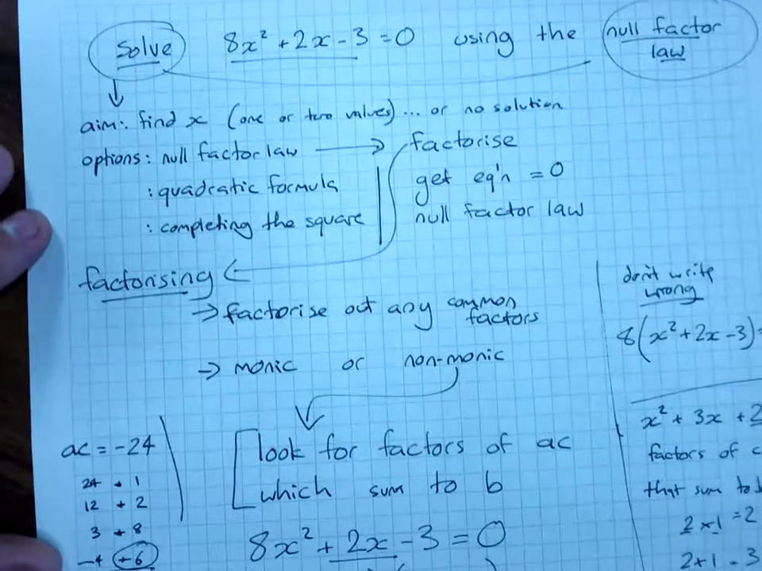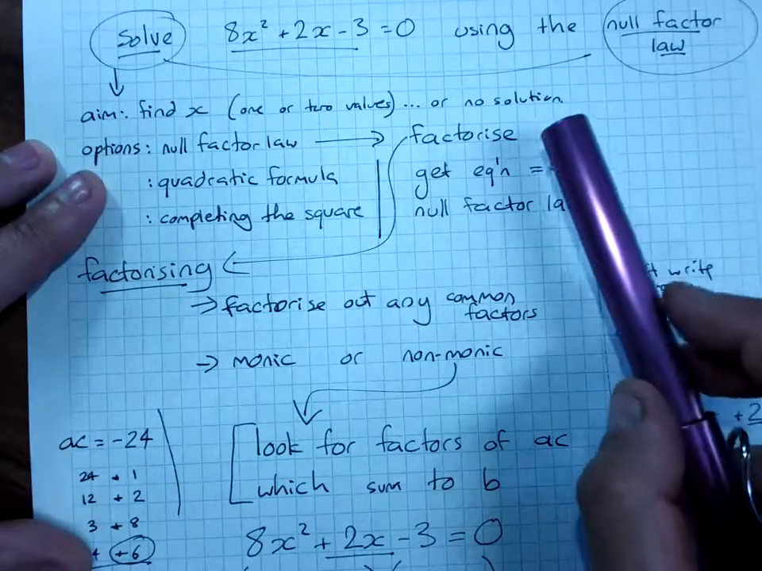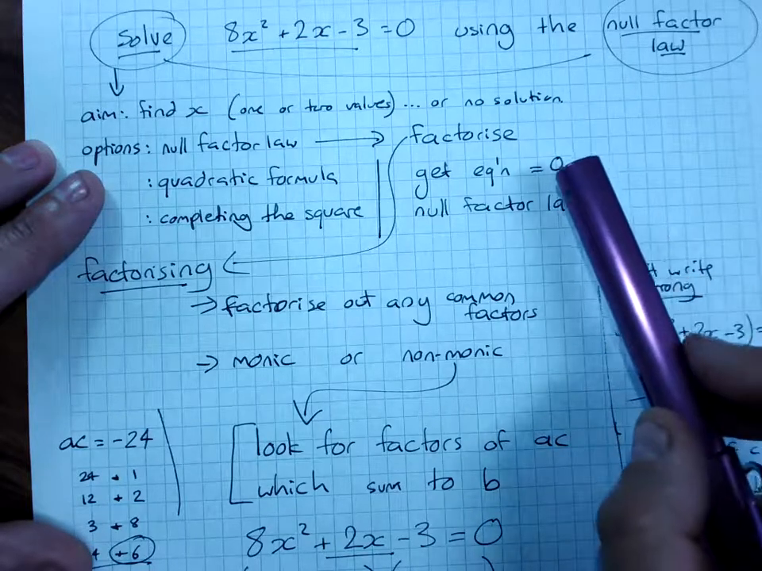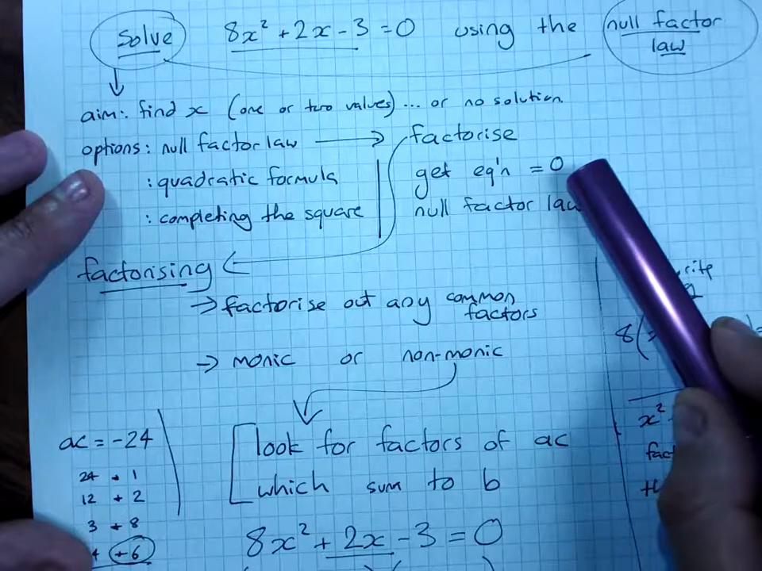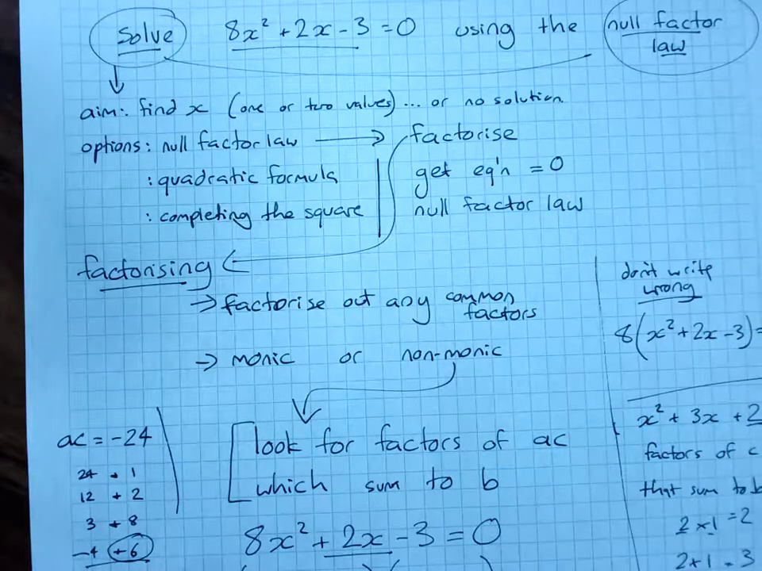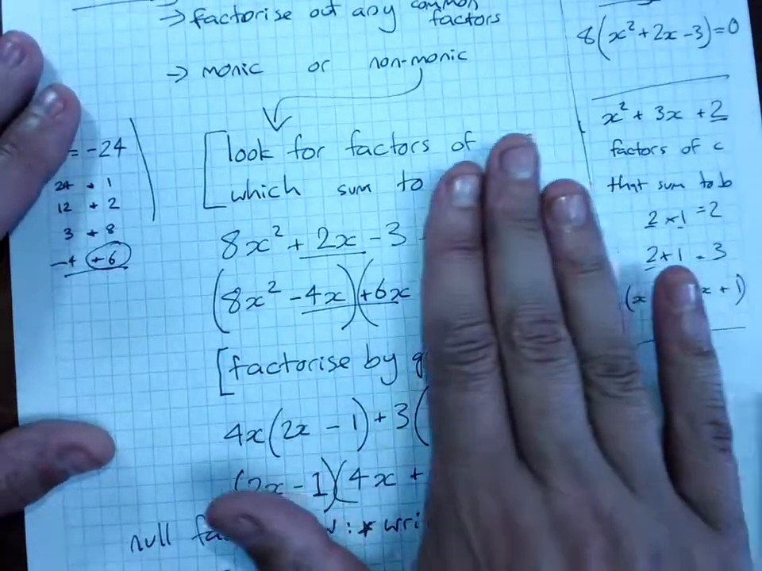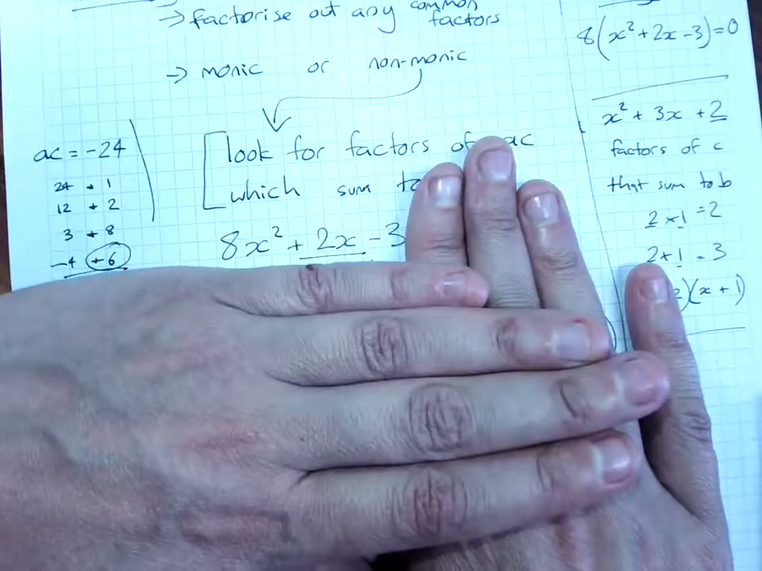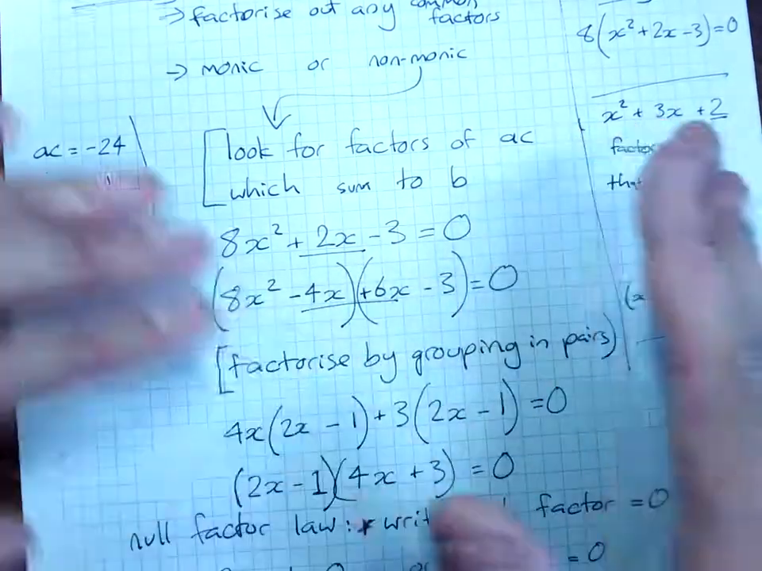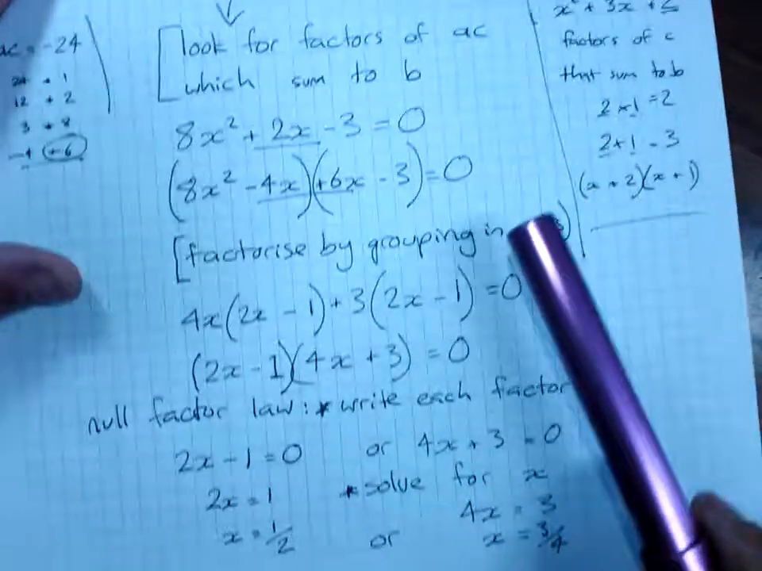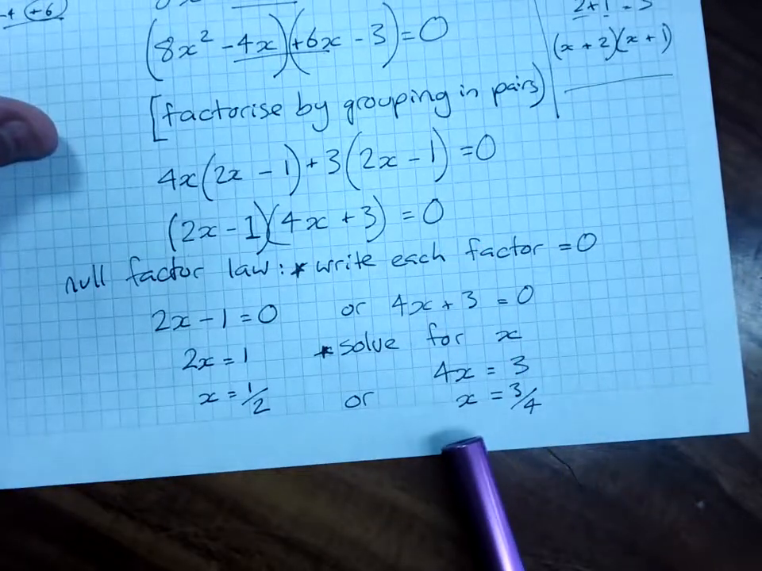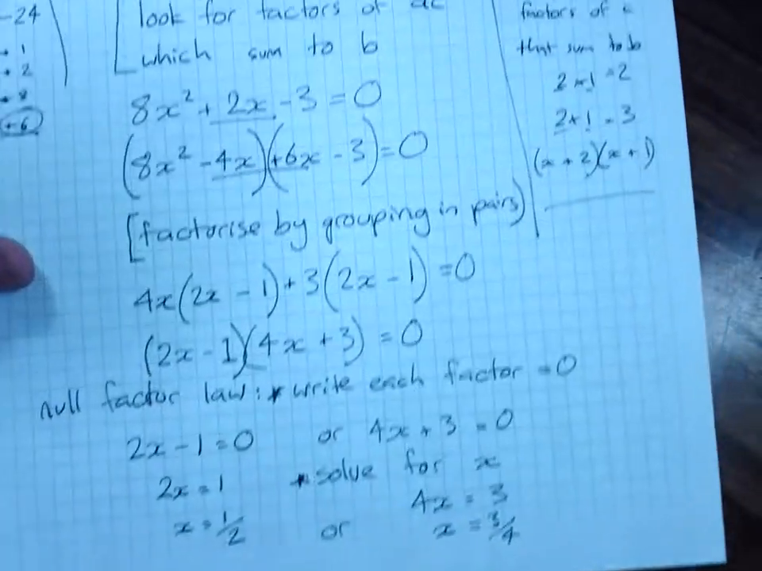And this was using the null factor law. You factorize, your expression must be an equation that equals 0. So if they tell you to solve, you would, and it's only this part, you'd say let that equal 0. You factorize, you use your null factor law. You really need to be able to do this.